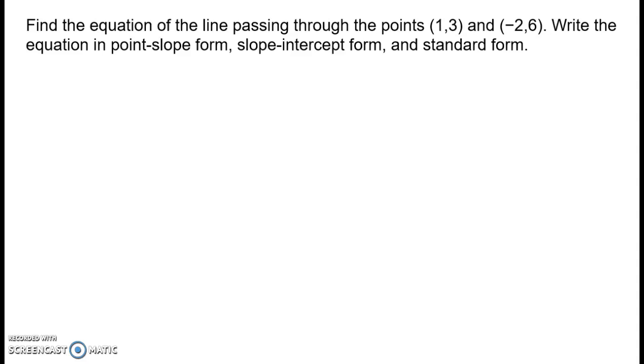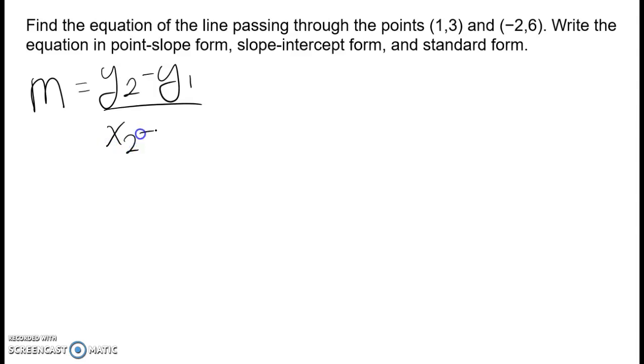So the first one says, write the equation in point-slope form. Well, we have points, but we don't have the slope yet. So the very first thing that we're going to try is to solve for the slope. So to solve for the slope, we take m equaling y2 minus y1 over x2 minus x1, right? It's rise over run, or change in y over change in x.